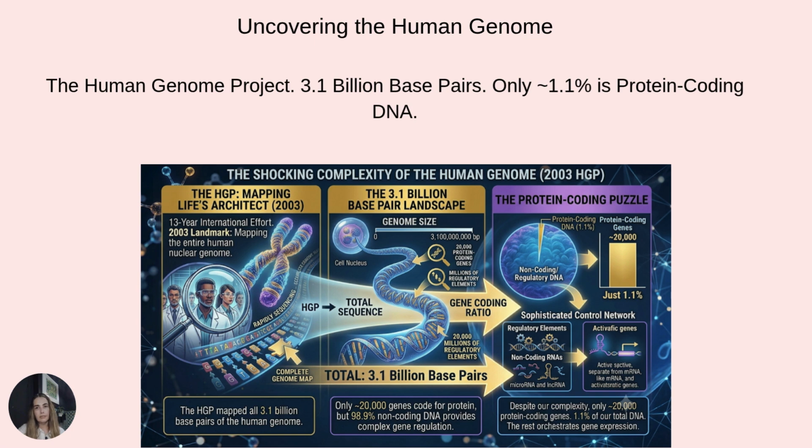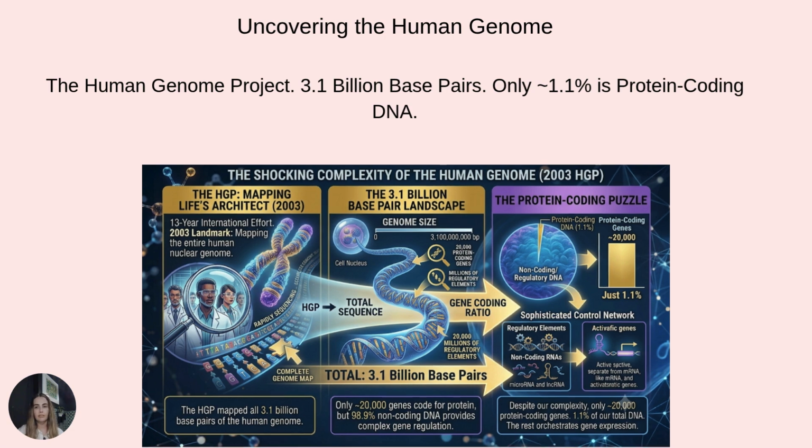In 2003, science achieved something incredible. The Human Genome Project successfully mapped our genome. We learned that the human nuclear genome consists of about 3.1 billion base pairs. But here is the most shocking part. Despite our complexity, we only have around 20,000 protein coding genes. In fact, protein coding DNA makes up just about 1.1% of our entire genome. The rest includes regulatory elements and non-coding RNAs that sophisticatedly control how and when our genes are expressed.